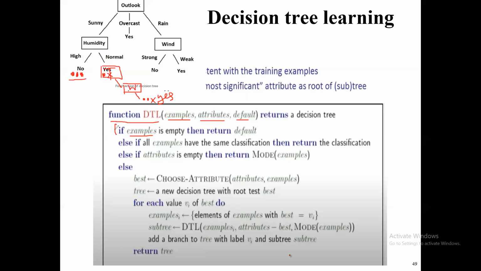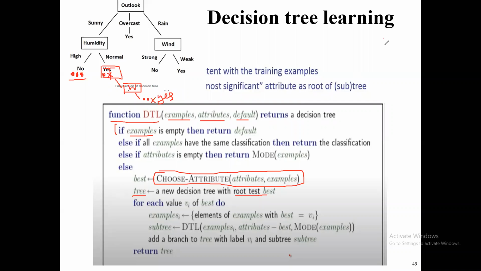Okay. However, if none of the above happens, which is typically the case, then we go and find out the best attribute by calculating the information gain for the ID3 algorithm. So we choose the best attribute in this step, and using that best attribute as the root node, we form a tree.